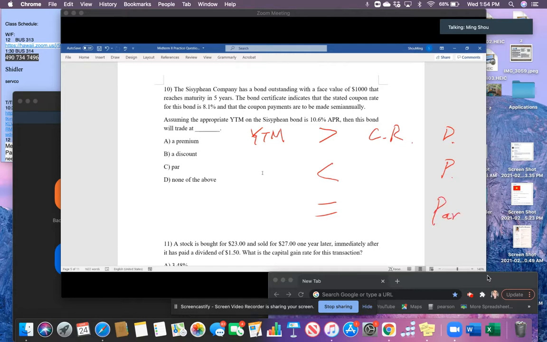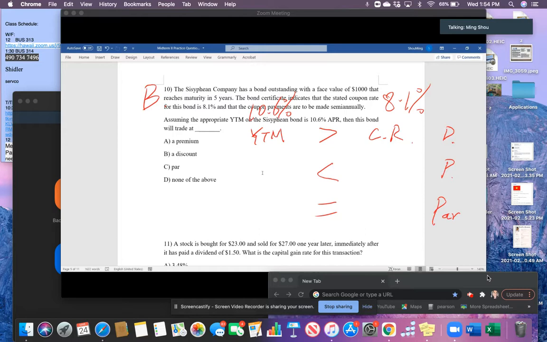So let's compare the yield to maturity and coupon rate in this case. Yield to maturity equals 10.6%, given information. Coupon rate equals 8.1%, given information. So the yield to maturity is larger than the coupon rate, then this bond should be traded at a discount. So the correct answer should be B.